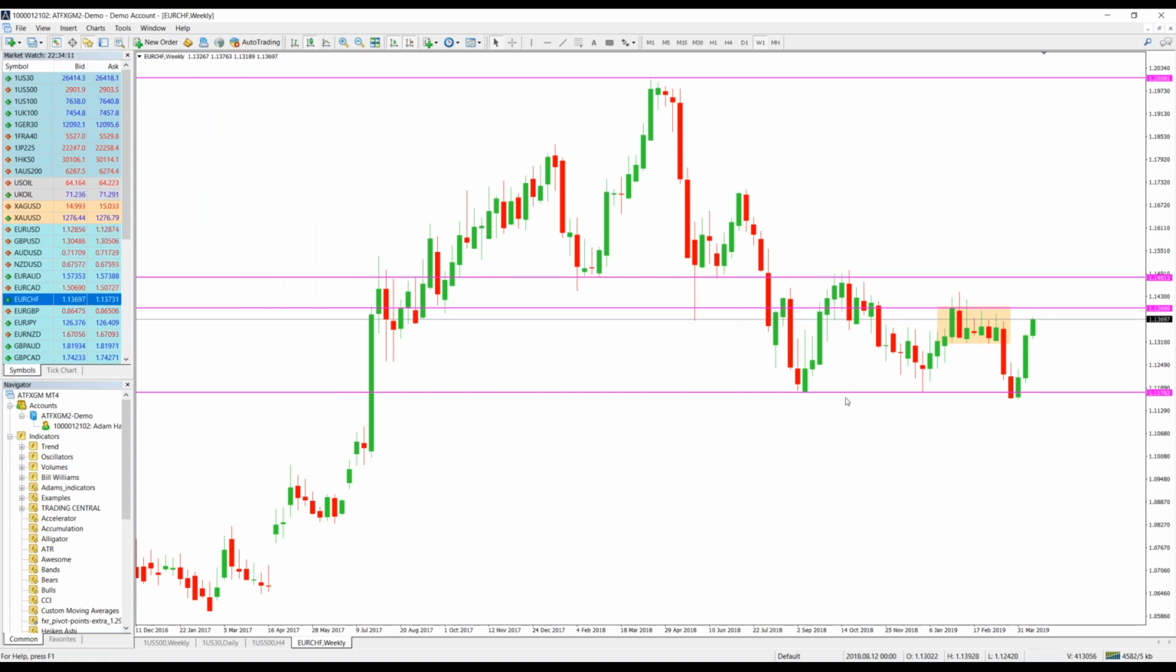We're still within this range. Why do I say that? Because if I just draw this on, we're still pretty much stuck within that whole price range. So if a trader was going to trade from when price gets rejected at the top and heads down to the bottom, they would usually go down to the lower time frame.